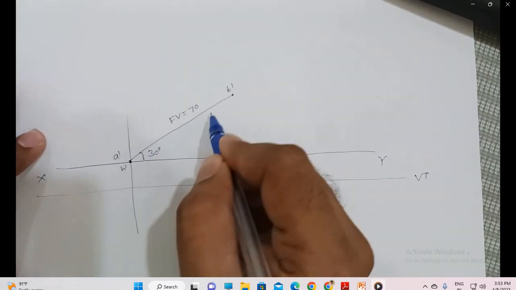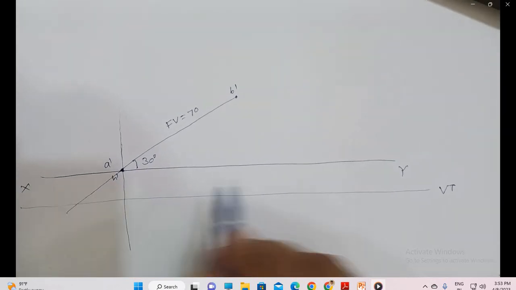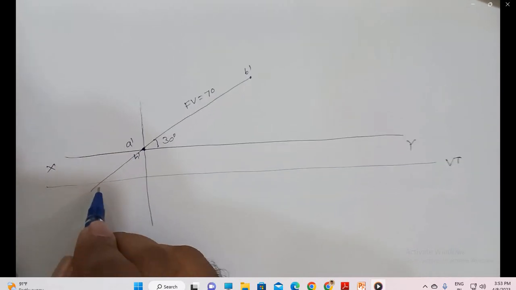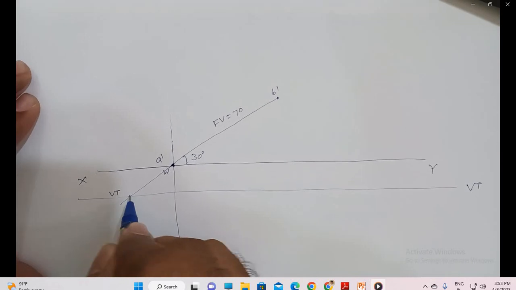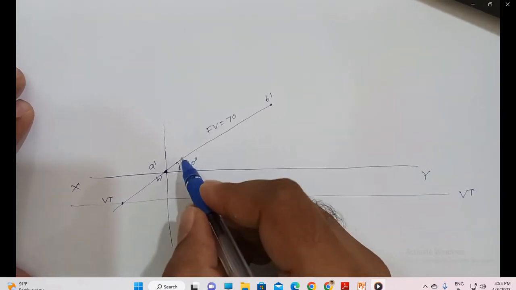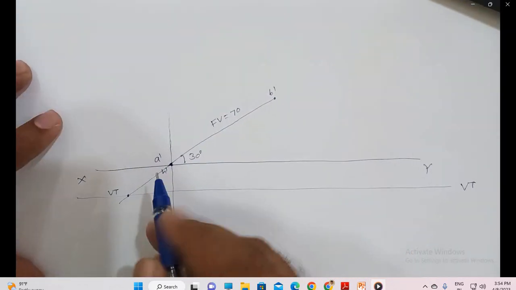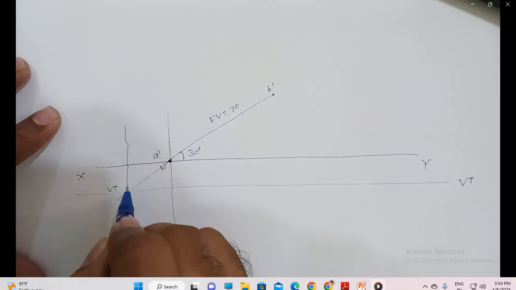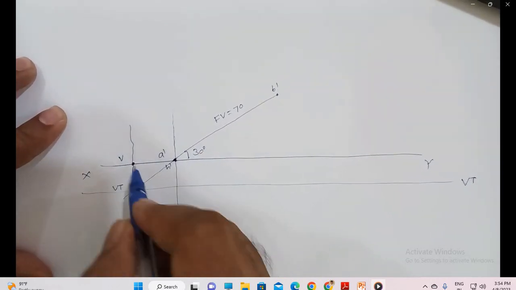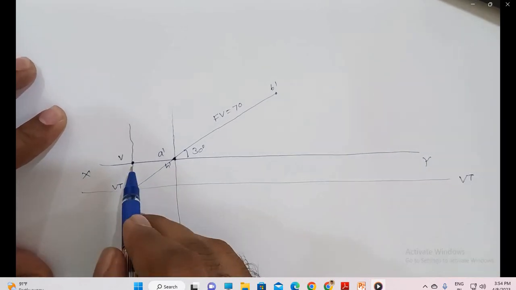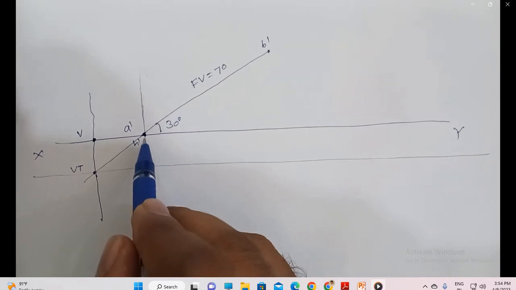After extension of the front view, it will intersect the line 10 mm below XY at this point. So this is the point of the VT. The VT is 10 mm below the XY line and on the extension of the front view. On the projector of the VT we get the V point on the XY line. So this is the V point, the top view of the VT. This one is the H dash, also A dash.